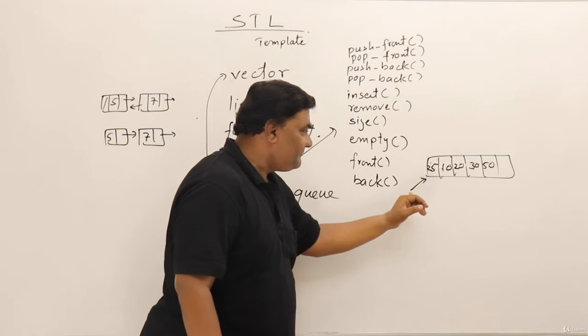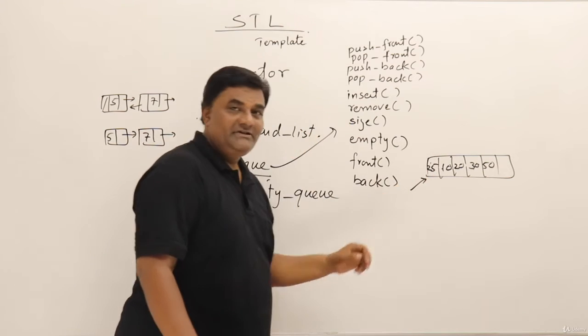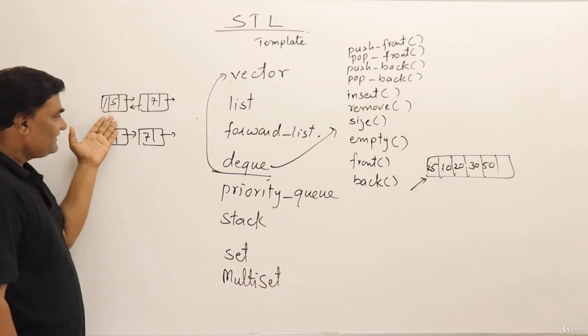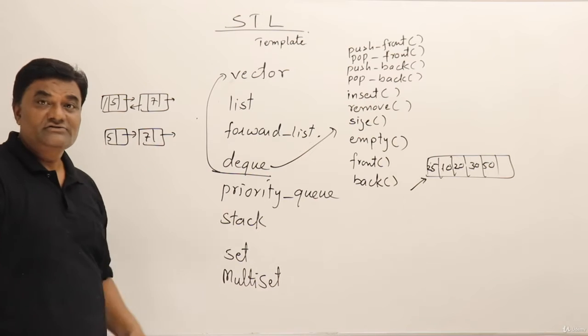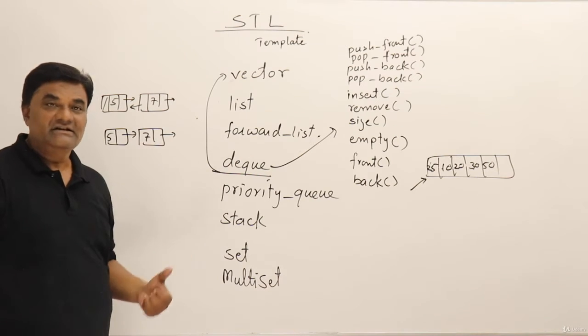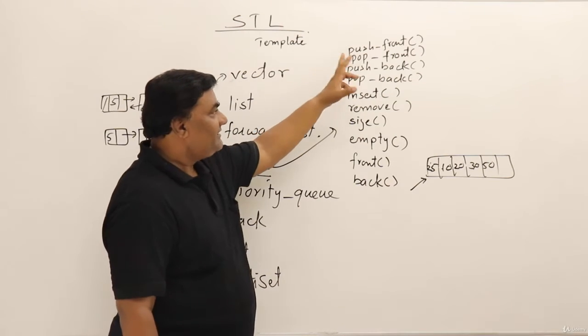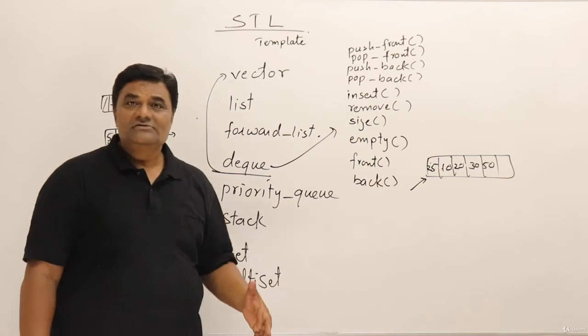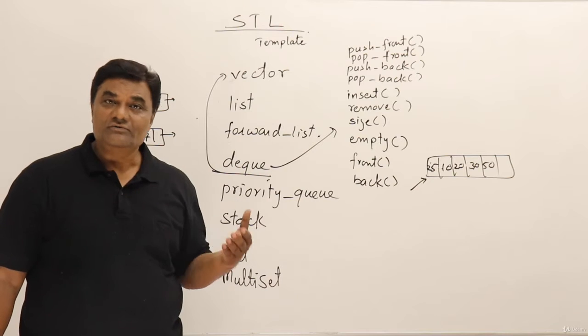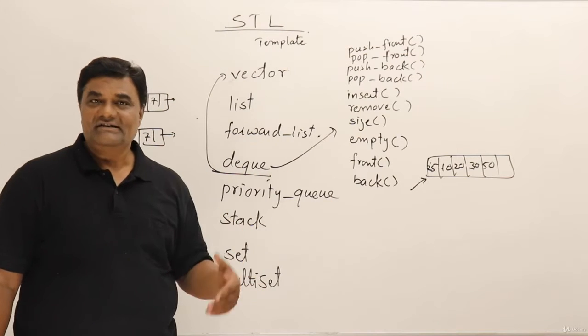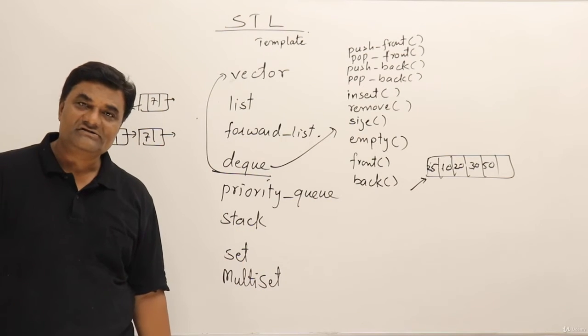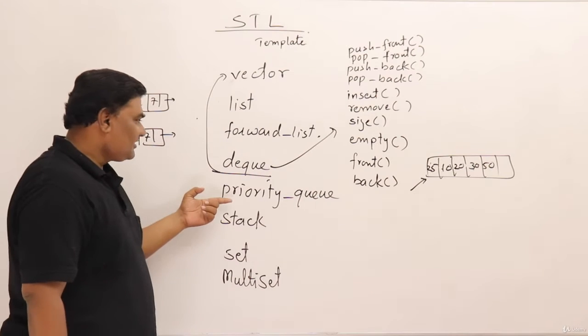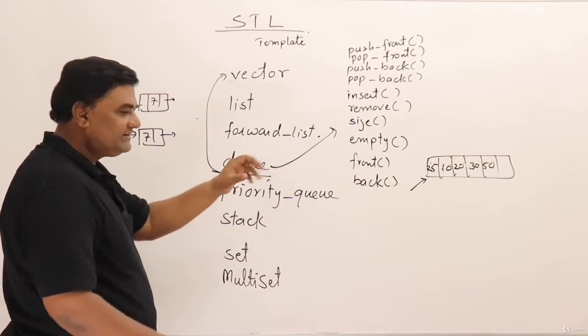But insertion from this side and deletion from this side is easy in linked list, doubly linked list and singly linked list. So if you are aware of data structure, it's easy. That's why push front and pop front are available in this one also, and this one also, and this one also. So you should know what you need. Based on that, you can select any one of these data structures. Next, let us talk about this. I'll remove a few things here.